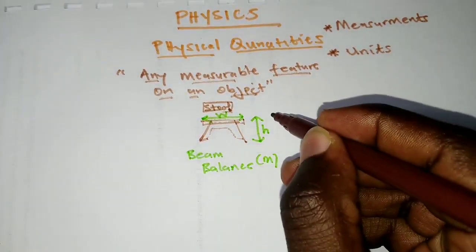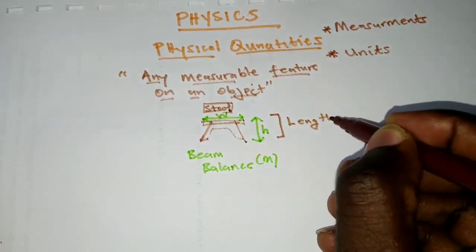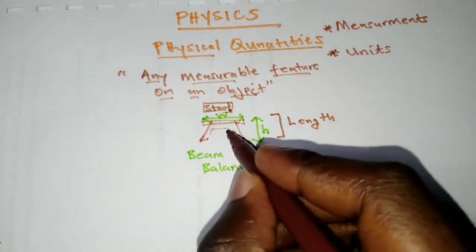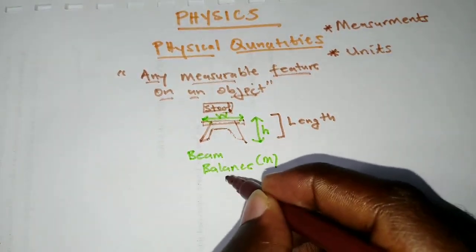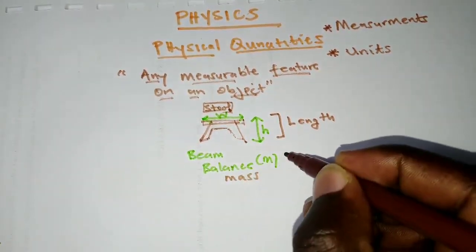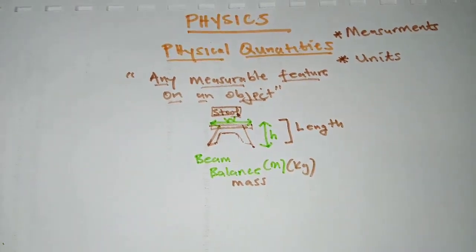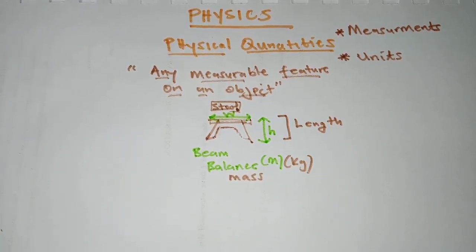When we measure the height, we are simply measuring length. When we measure how heavy this thing is, or the weight, what you normally call the mass, usually it's in kilograms. So any measurable feature on an object. These are some of the things we can measure on this object. That's an introduction to physical quantities.